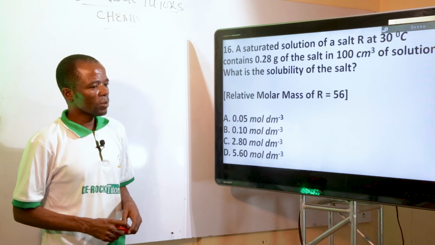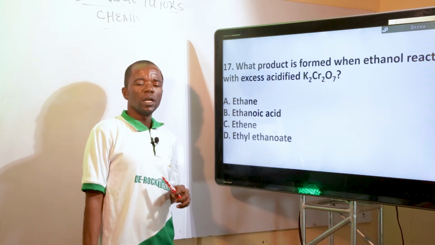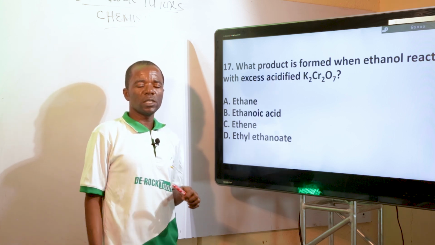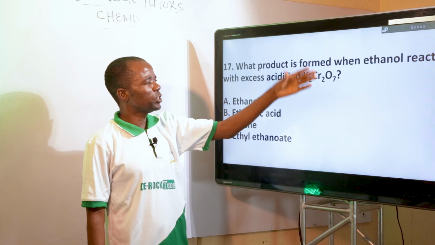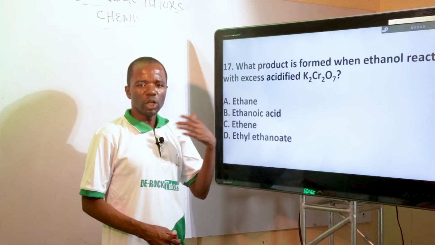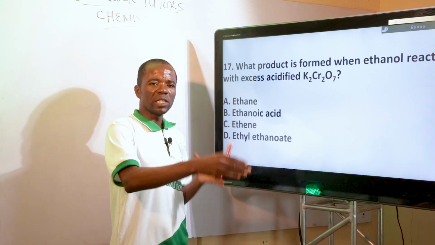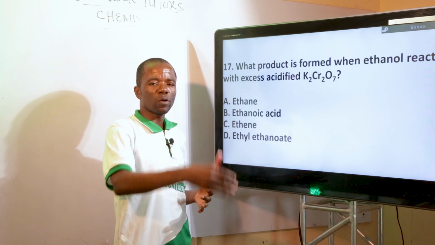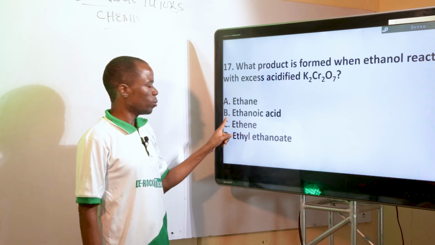Moving forward, let's go to number 17. What product is formed when ethanol reacts with excess acidified K2Cr2O7? We know that acidified potassium heptaoxodichromate(VI) is an oxidizing agent. And when excess oxidizing agent is used to oxidize ethanol, the ethanol, being a primary alkanol, is going to be first of all oxidized from ethanol to ethanal, and then from ethanal to ethanoic acid. So the correct answer here is ethanoic acid, option B.